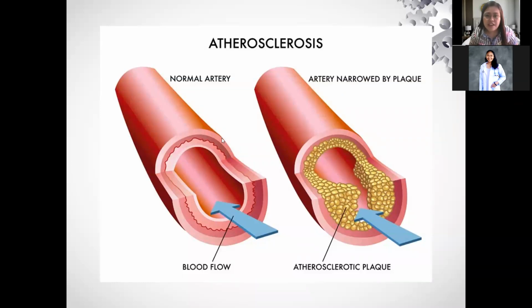So we have here the example. This one is the normal artery wherein there is efficient blood flow. Well, this one is an artery narrowed by a plaque. So there is deposition of cholesterol na plaque in the artery, narrowing the pathway of the blood to flow.